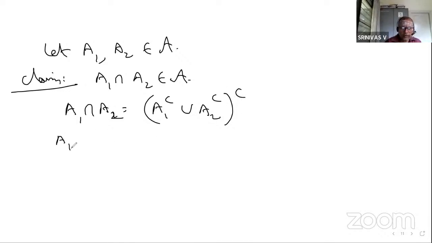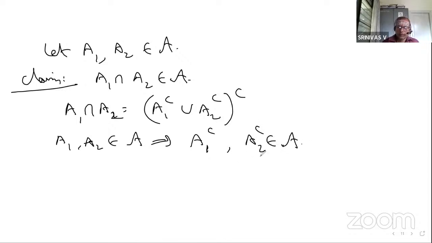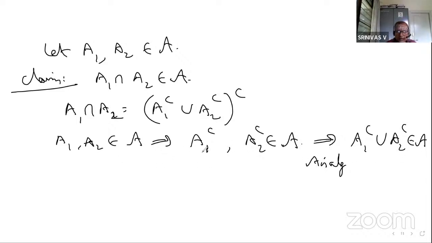Let us write down. So A1, A2 belong to script A implies A1 complement, A2 complement belongs to script A. And from here you will obtain that A1 complement union A2 complement is in script A, because script A is an algebra. Their union will be present in script A. Why? This also is because script A is an algebra. If an element is present in script A, its complement is also present in script A. Now, because it's an element in script A, its complement will also be present in script A. So this will be present in script A because script A is an algebra.